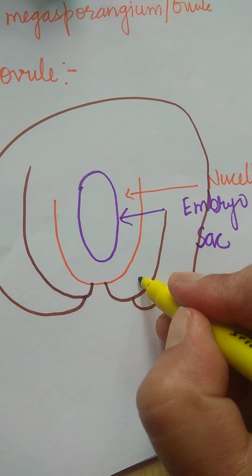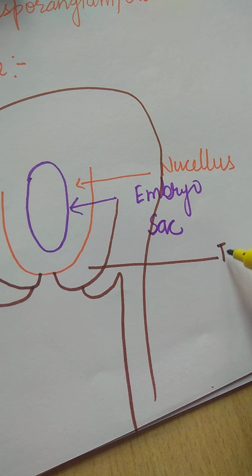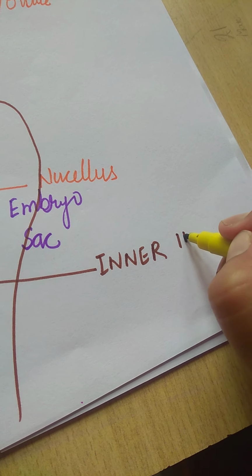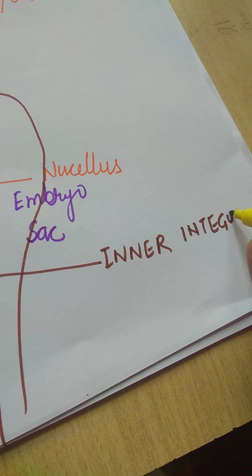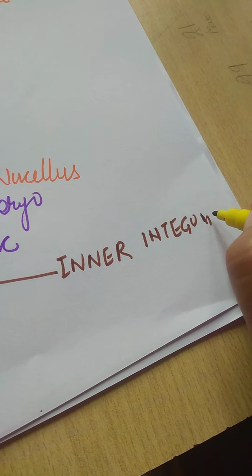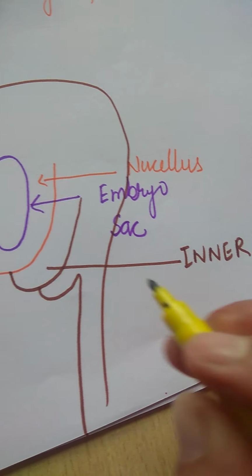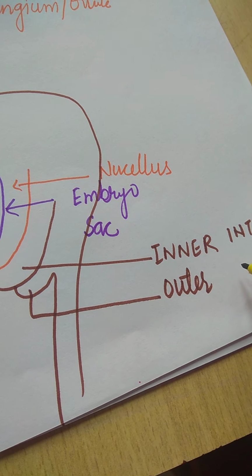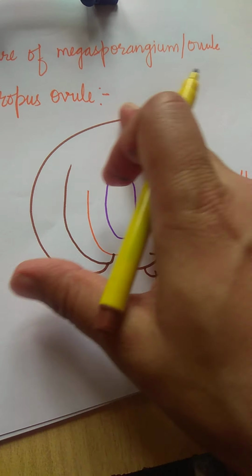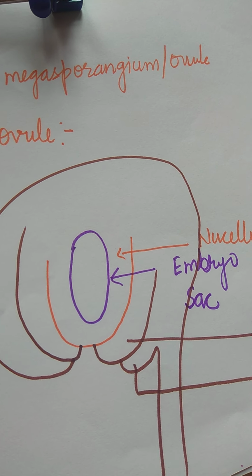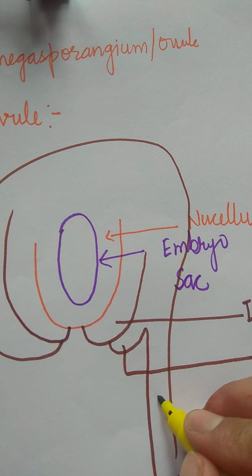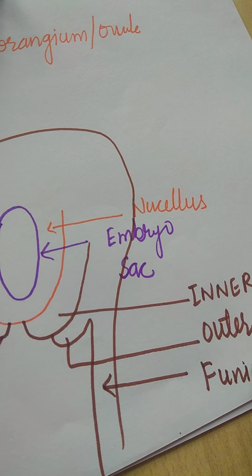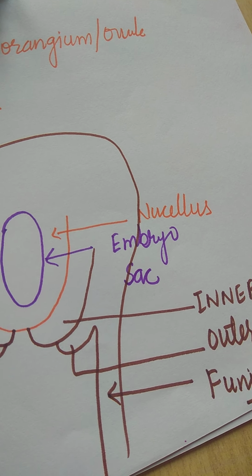So this portion is known as the inner integument, and this is known as the outer integument. So this is the structure of an ovule, and here you can see this structure. This is known as funicle. This structure is known as funicle.